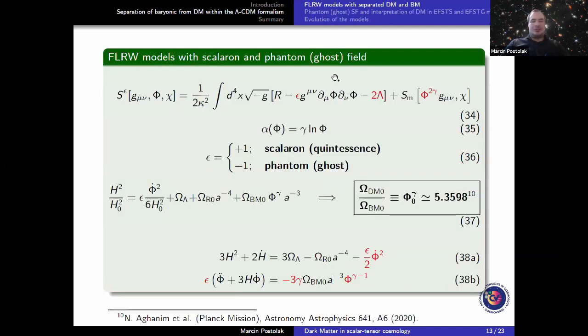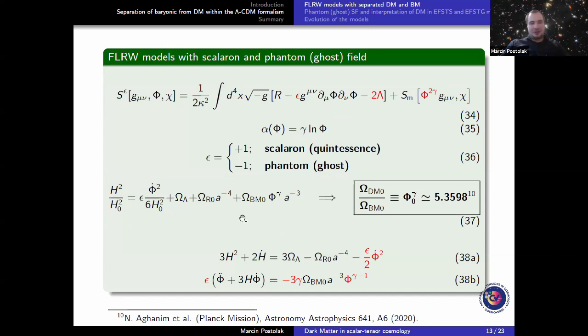Okay, so now let's go to our models from the preprint. So we start with such an explicit form of the action with the epsilon parameter, which could take the -1 value for the so-called phantom ghost scalar field and +1 for the so-called scalaron quintessence. So we take just a cosmological constant as the self-interaction potential, and the non-minimally coupled function is gamma natural logarithm of phi, so we obtain the power-law non-minimal coupling.